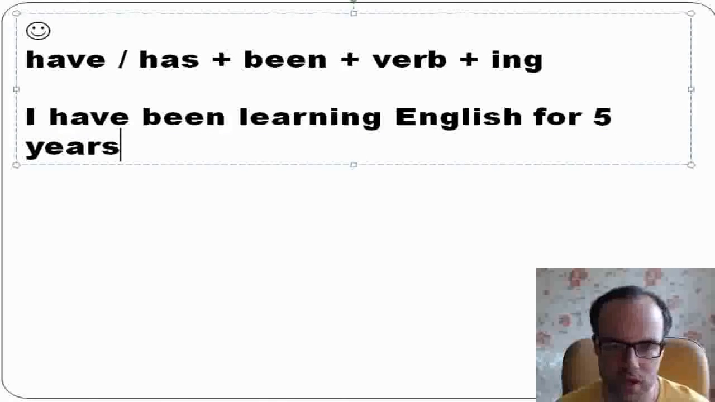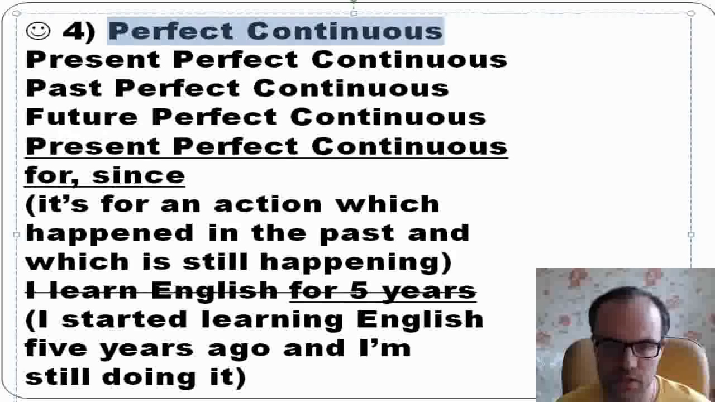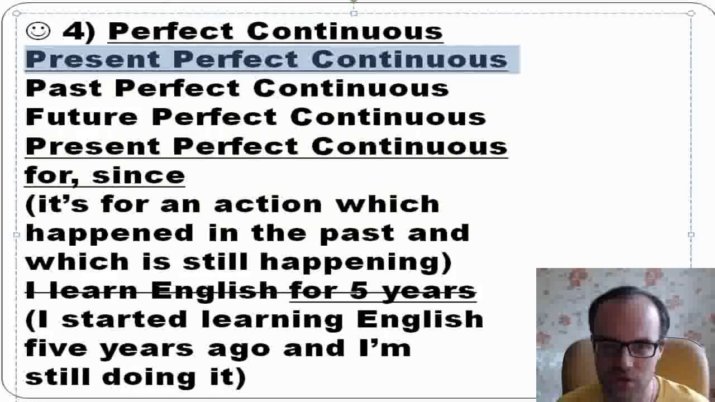Okay, so perfect continuous. Yeah, there are 3 tenses in this group. So you see present perfect continuous, so we are talking about it right now, past perfect continuous, and future perfect continuous. Yeah, we use for and since with present perfect continuous, so it's for an action which happened in the past and which is still happening. So this sentence is incorrect: I learned English for 5 years. Why? It means I started learning English 5 years ago and I'm still doing it.